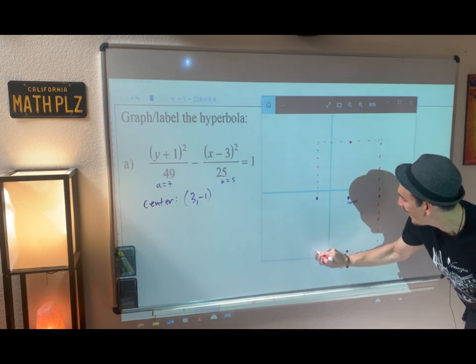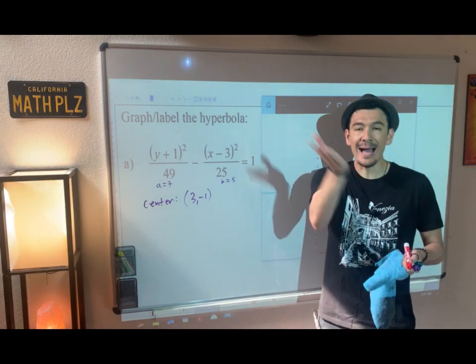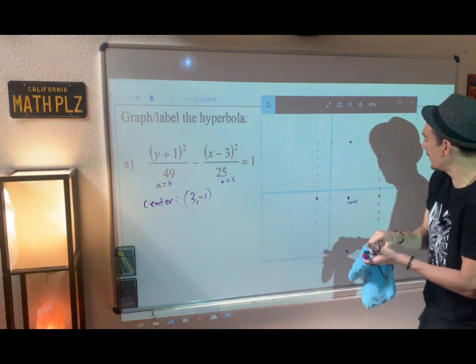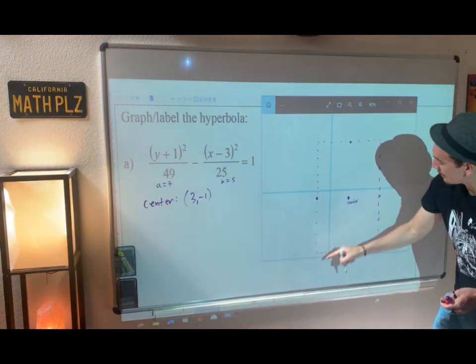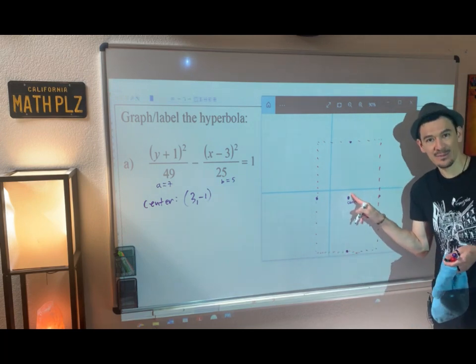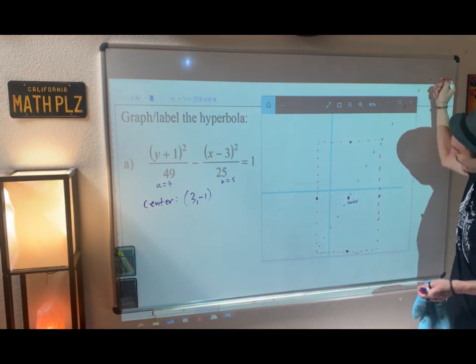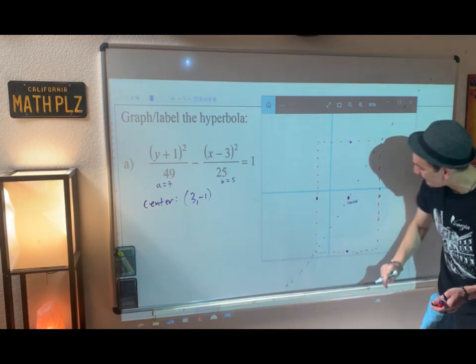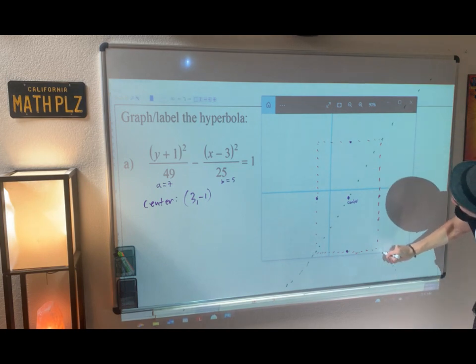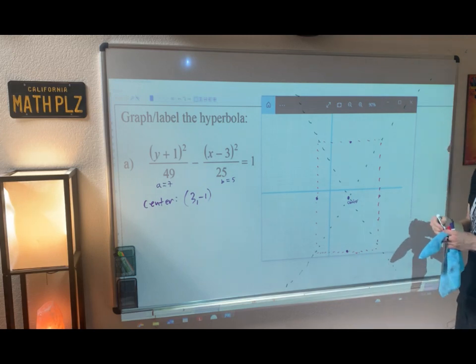And then once you have your rectangle, what you really want to do is draw your diagonals in dotted form. So let me use green. So draw your diagonals from one corner to the opposite corner, passing through the center. And you actually want to draw them big. Draw them well beyond the rectangle. So they go on forever and ever and ever.